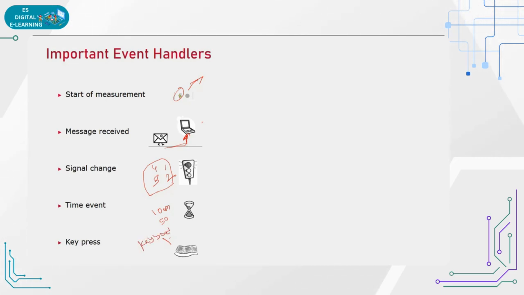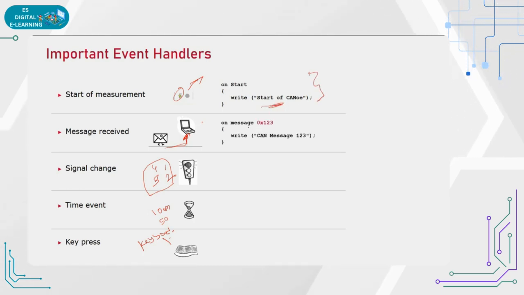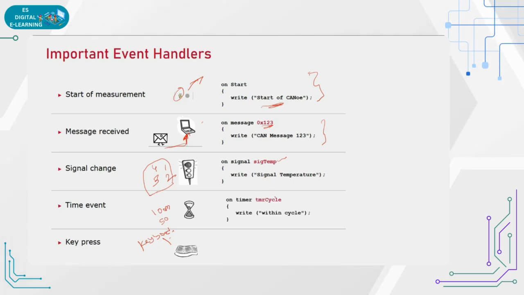But exactly how it is happening, what the functions are, will be defined. The first, on start, comes under a part of the write window. So you will get this. And on message 0x123: whenever the message is received, you will print this. Whenever a specific signal is received, you will print this. Whenever the timer is activated, you are going to print this. And whenever you press a key, on key, the value will be printed.